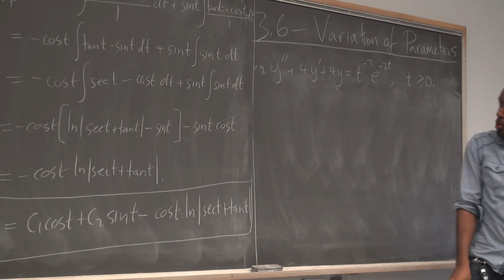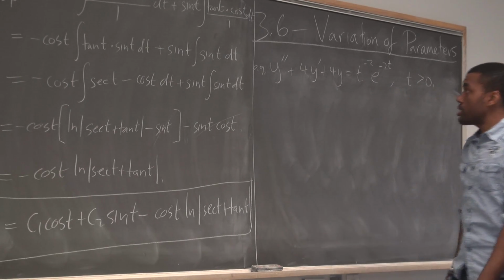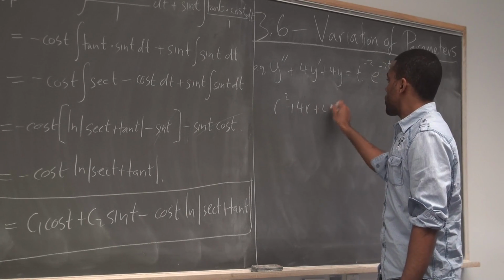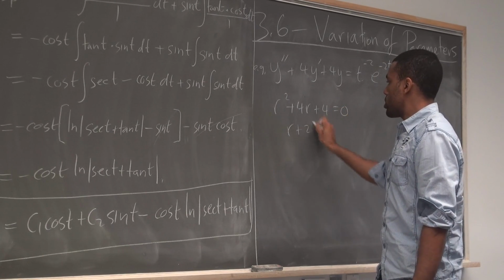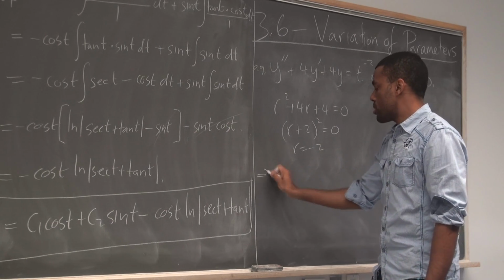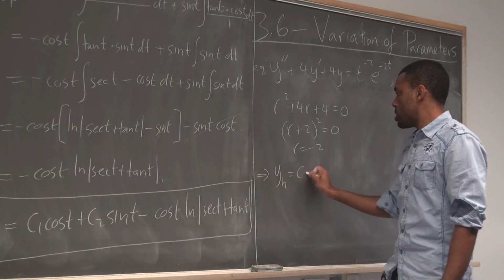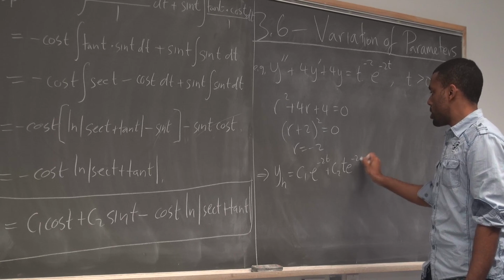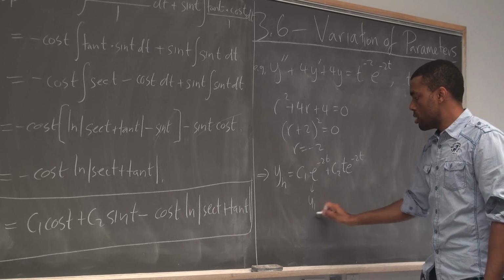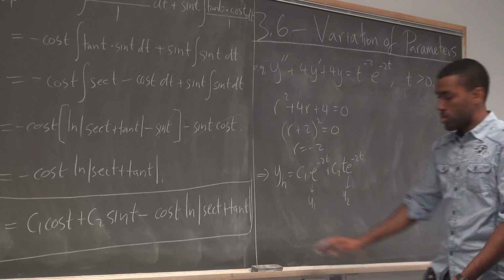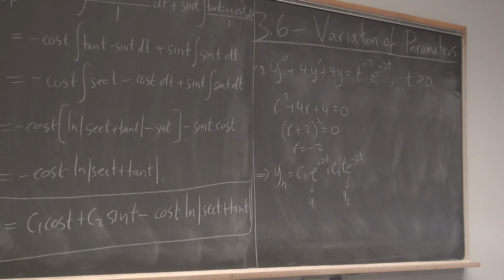So now we try to use variation of parameters. The first thing we need is to find the homogeneous solution. This means that (r + 2)^2 = 0, so r = -2. It's a repeated root. This means your homogeneous solution is C1 e^(-2t) + C2 t e^(-2t). We're going to call the first y1 and the second y2. After we find the homogeneous solutions, we're going to need to find the Wronskian.